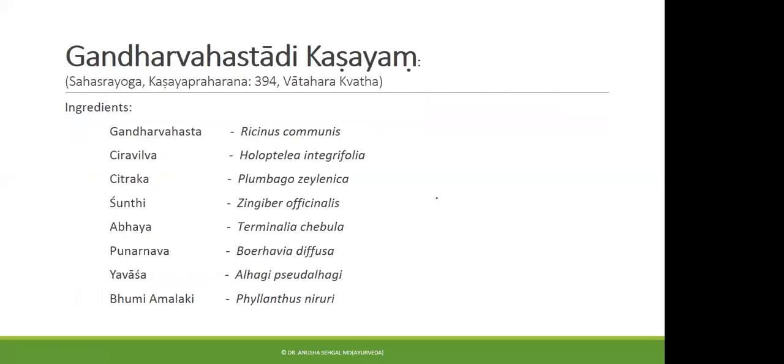So Gandhava Stadi Kashaya, this is there in your notes for Grahani. The major ingredient in that is Gandhava Hasta, which is castor. We use the castor seeds, and we also use the castor root in this. Chiravilva, Chitrika, all of these help to pacify Vata. It also helps the Vata to move downwards. So they're all very useful in pacifying Vata conditions.